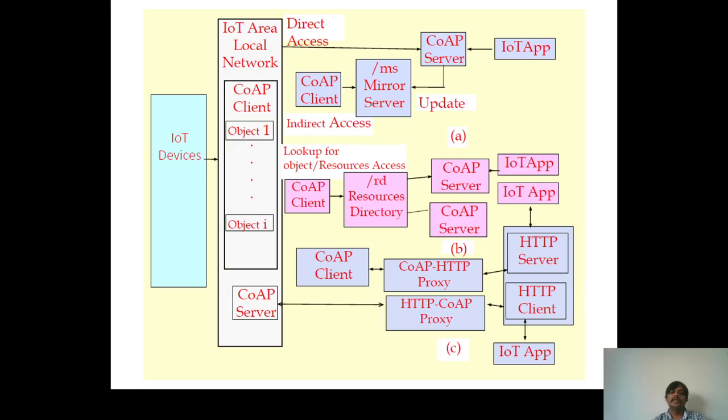Next is direct and indirect access of CoAP client objects to a CoAP server, that is this figure. A CoAP client accesses for lookup of an object or resource using a resource directory, which consists of these blocks. And CoAP client and server access using proxies consists of these blocks.